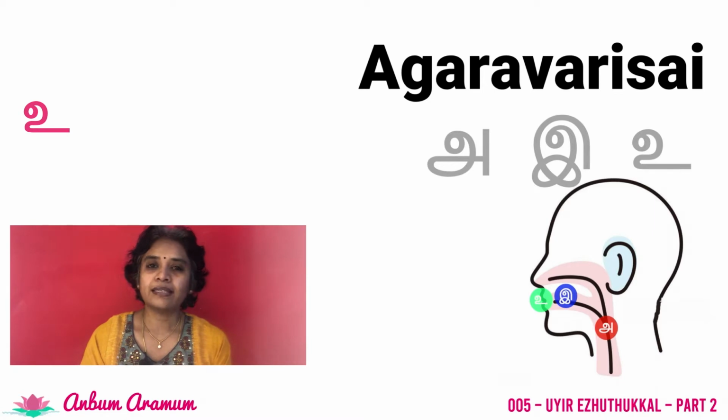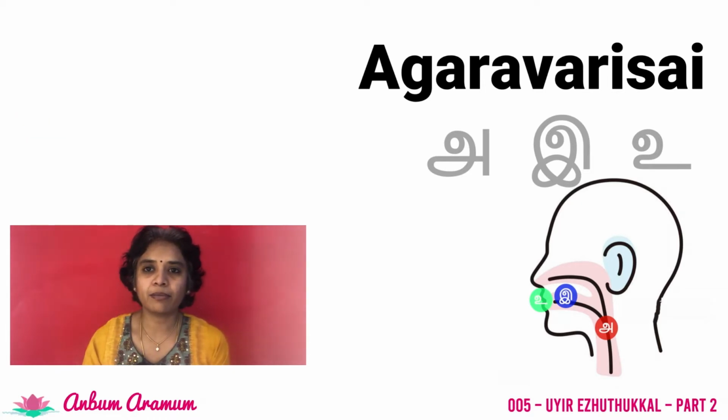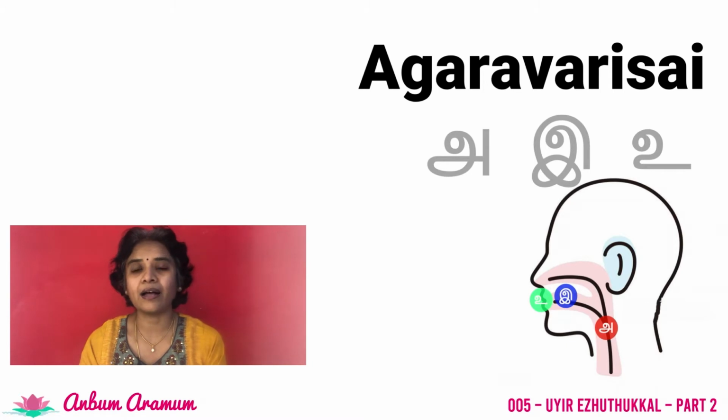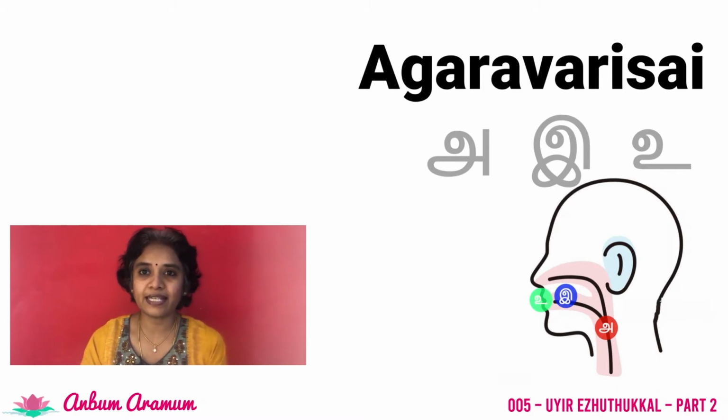If you can recall, the Agara Varisai or the Agaradi is the order in which the Ezhuthukkal are arranged. So now we have placed the A, E and U in the Agara Varisai in accordance with the place of birth. Starting with A in the back of the throat and E in the middle of the mouth and U in the front end of the mouth. Next, we can also stretch the sounds of these three Ezhuthukkal for a little more time and three new Ezhuthukkal can be created. For instance, if I stretch the sound of A, I get A, and by stretching the sound of E, I get E, and by stretching the sound of U, I get U.